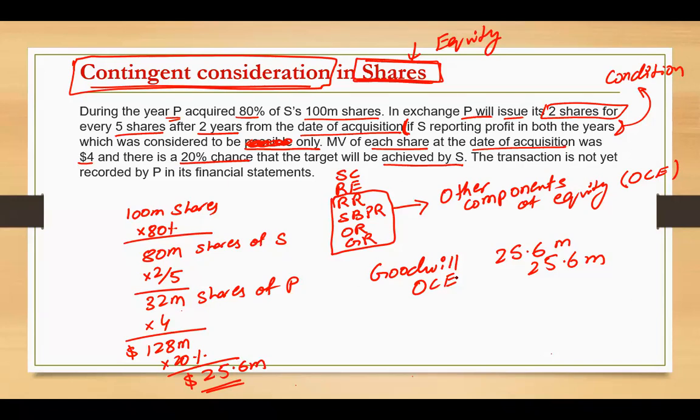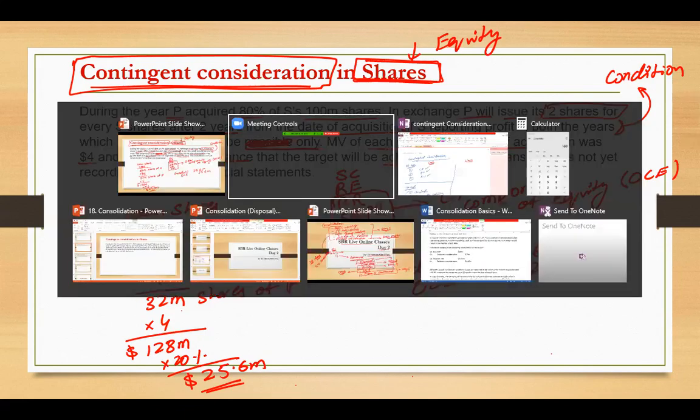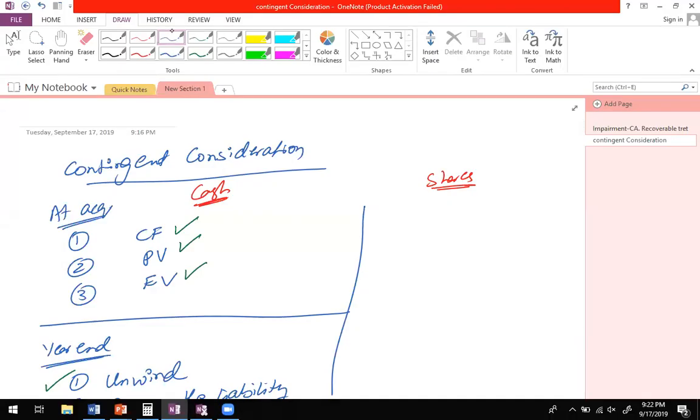So when we talk about contingent consideration in shares, what we do at acquisition is we calculate the market value of the shares and we directly calculate the expected value. So there's no need of calculating the present value in this case because, why? Because present value is only calculated for the cash flows. And in this case, we are not giving any cash flow. That is why there's no need of calculating the present value.